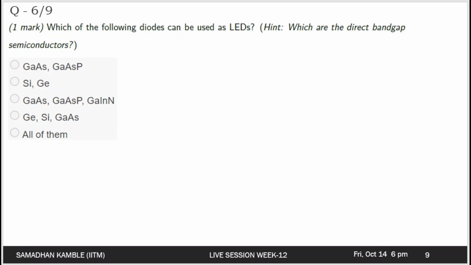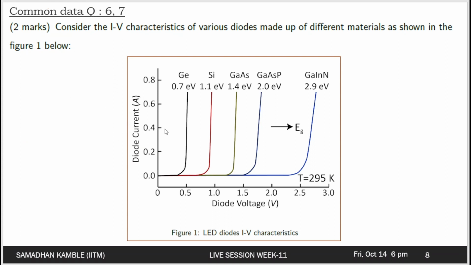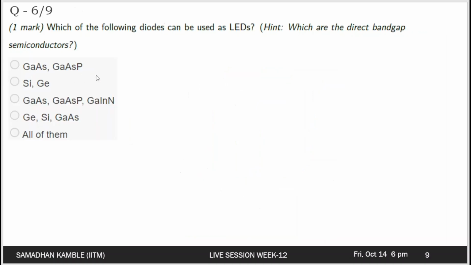So if you just see the figure, we know that gallium arsenide, gallium arsenide phosphide, and gallium indium nitride are direct band gap semiconductors. Hence, they can be used as LEDs. The point of the device is to create photons from an electron-hole pair, and it would be highly inefficient to introduce extra energy for the electron and hole to recombine, and for these reasons indirect semiconductors are not likely to be used for LEDs.